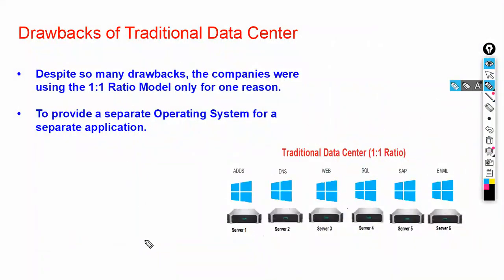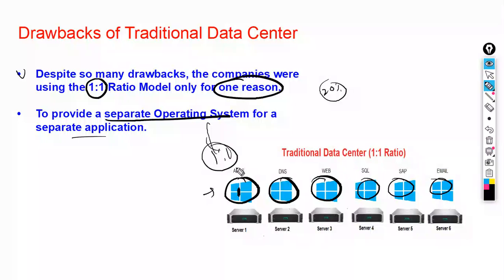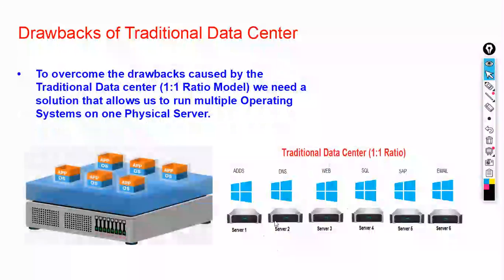So guys, you might be wondering: despite so many drawbacks, needing to spend a lot of money and utilizing only 20% of resources, the companies were using the 1:1 ratio. Why? They are using it for only one reason. What is that one reason? To provide a separate operating system for a separate application. This is the only reason we were using traditional data centers, correct? Yes. So how will you resolve this problem? We need a solution.